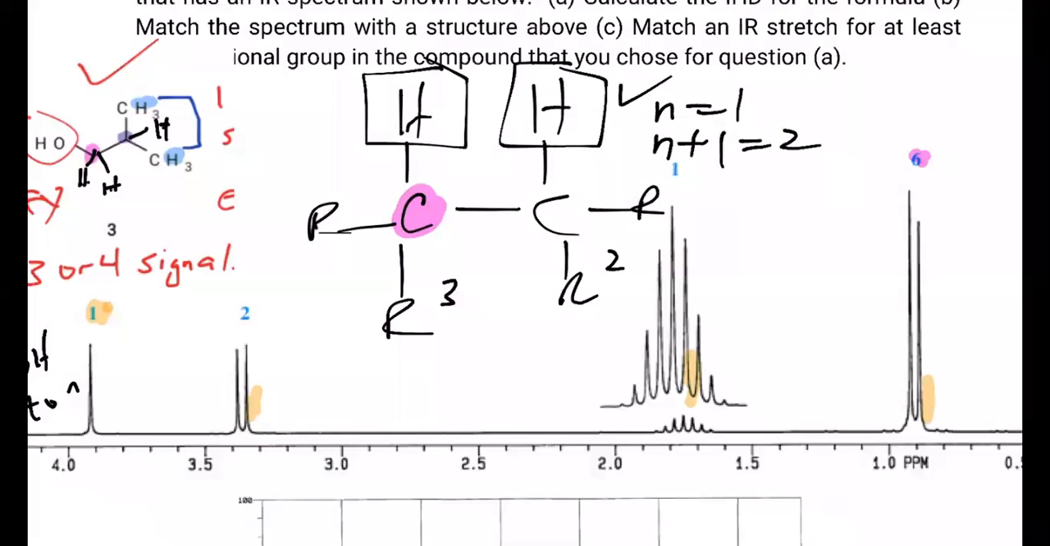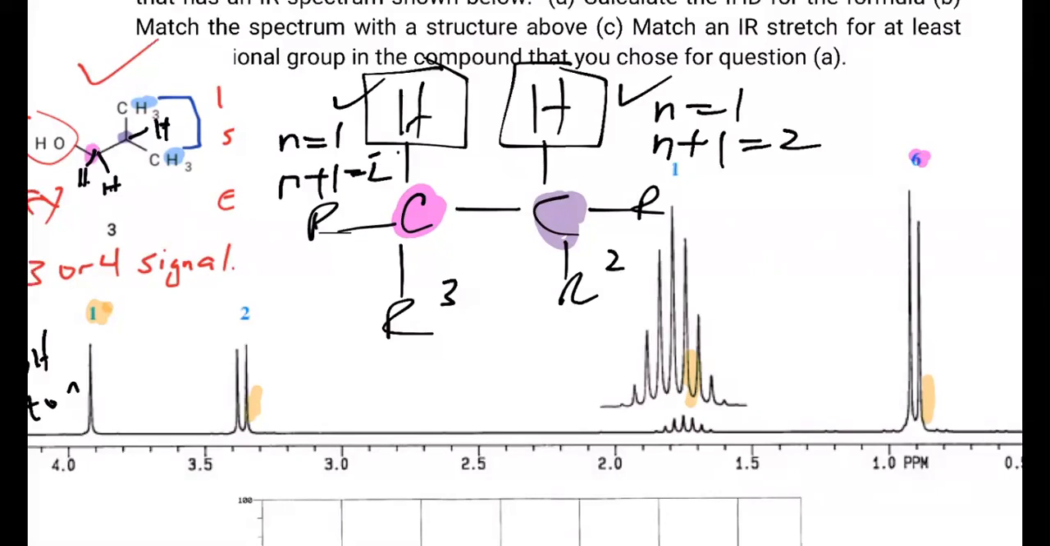Right? What about the other hydrogen on this side? Now you're looking at the hydrogens that are next door on this carbon. So how many neighbors does it have? You're only looking at the hydrogens. How many neighbors does the hydrogen have? Just one again, right? So N is 1, N+1 is 2. All right, so that's where the splitting comes from.